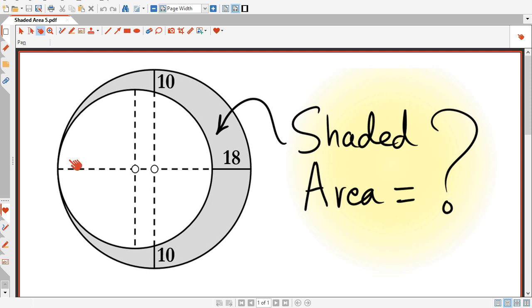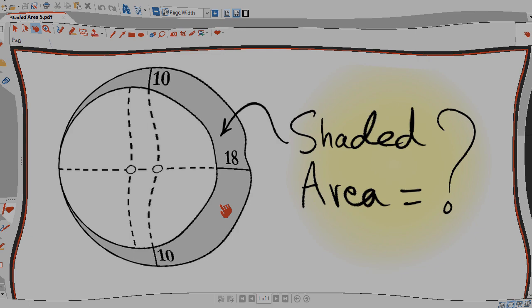Okay, hello everybody. I'm going to teach you today how to solve for the shaded area here, and we're going to start right now.